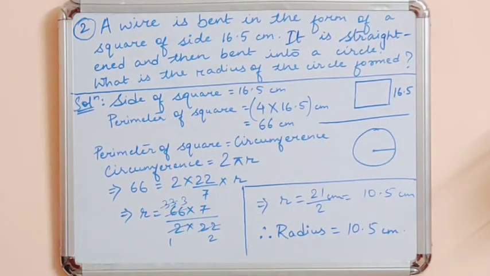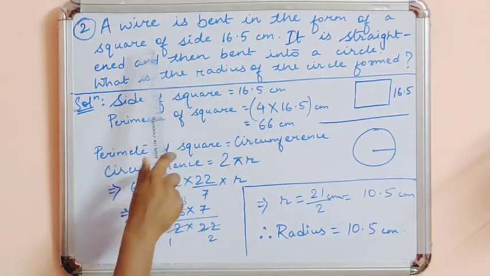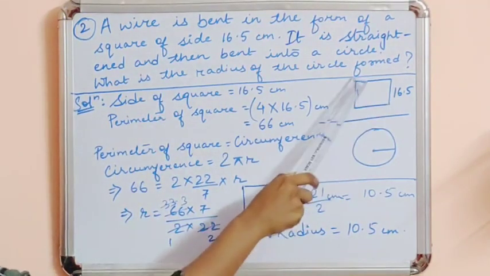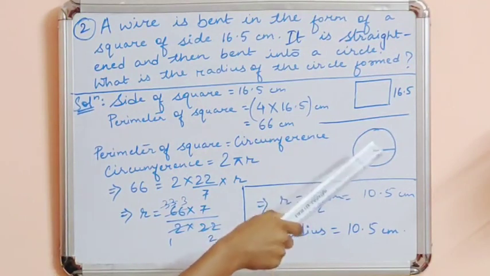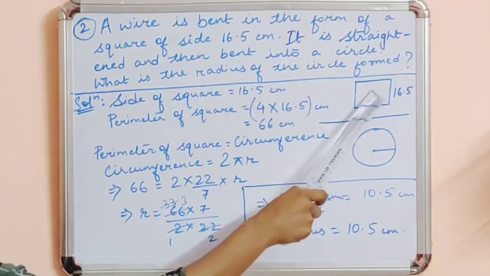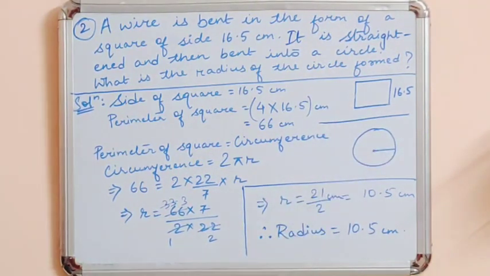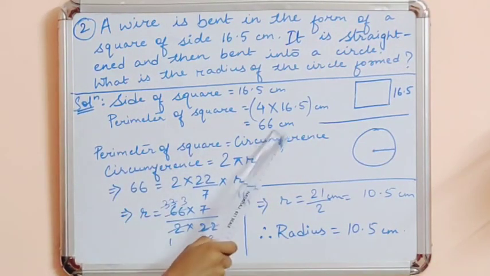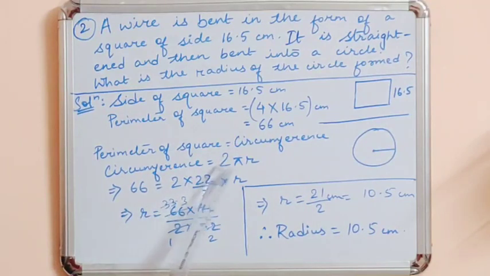Now as we know, the length of the wire is the same in case of the square as well as the circle. Since the length is the same, the perimeter of the square and the circumference of the circle will be the same. So perimeter of square is equal to circumference. Now the formula for circumference is 2 pi r. So 66 is equal to 2 into 22 by 7 into r, and r is unknown. So we will be calculating r.